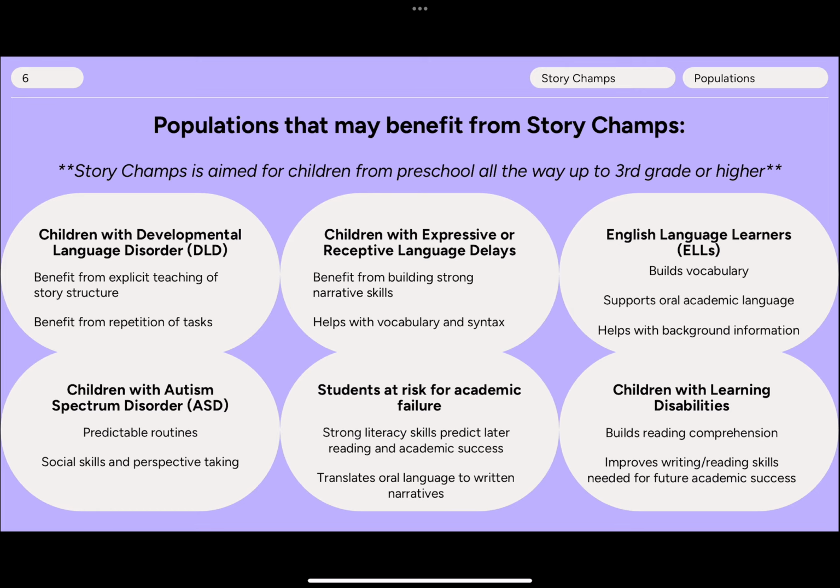Children with autism spectrum disorder, Story Champs includes predictable routines, and the stories within it focus a lot on social skills and perspective taking. Another population is students at risk for academic failure. So strong, as I said in the previous slide, strong literacy skills predict later reading and academic success. So getting these kids into Story Champs at an early time translates oral language to written narratives.